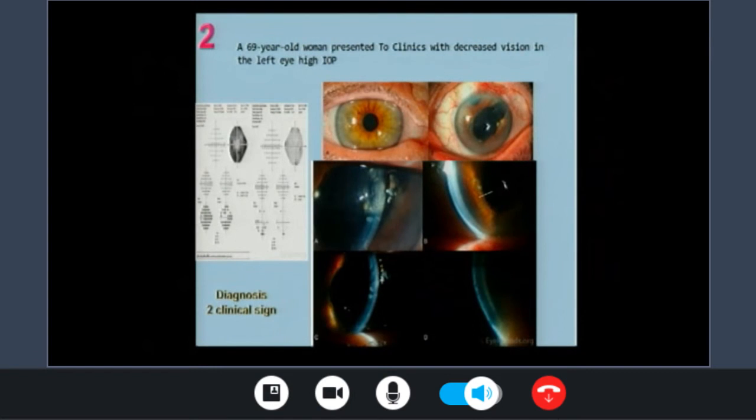Picture is clear, slit lamp is clear. Very clear here. I think the picture is very clear here. At least you can see what happened in the cornea, what is in the iris. Very clear. So diagnosis, 2 clinical signs. You can get even 3 clinical signs.